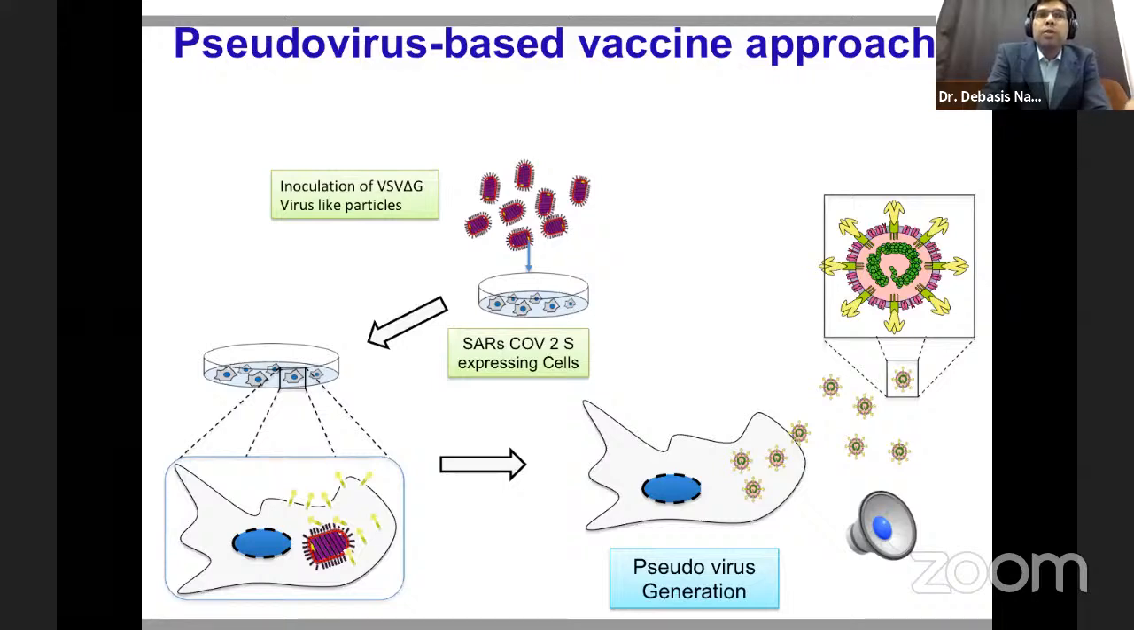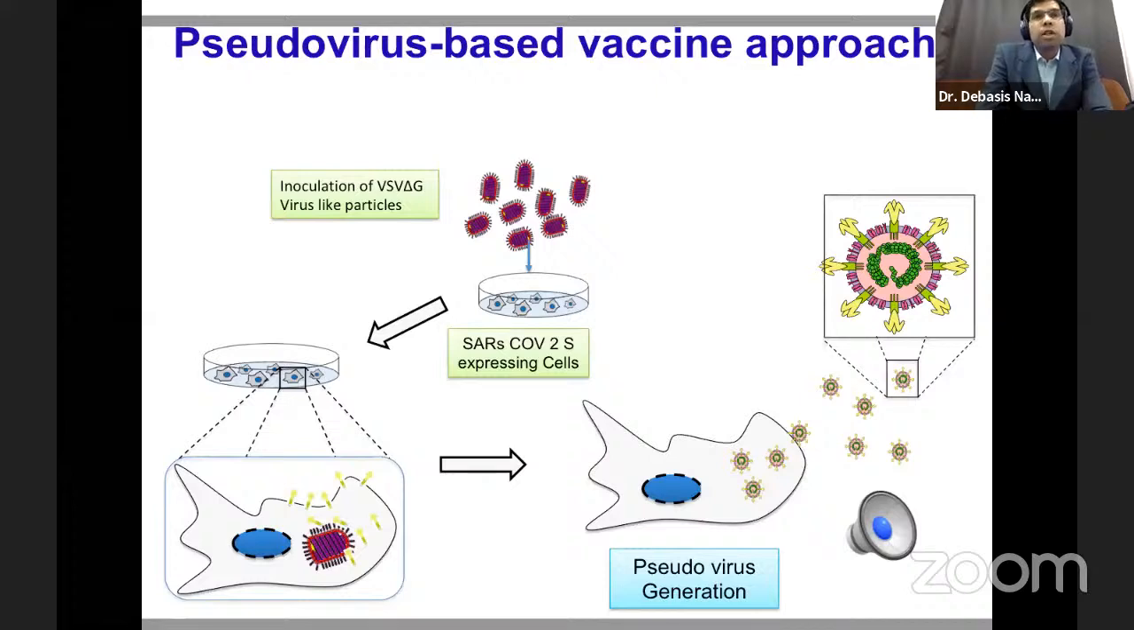We know that vesicular stomatitis virus will not cause disease in human beings. And we know that spike protein will never cause disease in human beings, because coronavirus needs 17 proteins to cause the disease. Only the spike protein will not cause the disease. So now we bring two things together and produce a hybrid virus, which we call a pseudovirus.